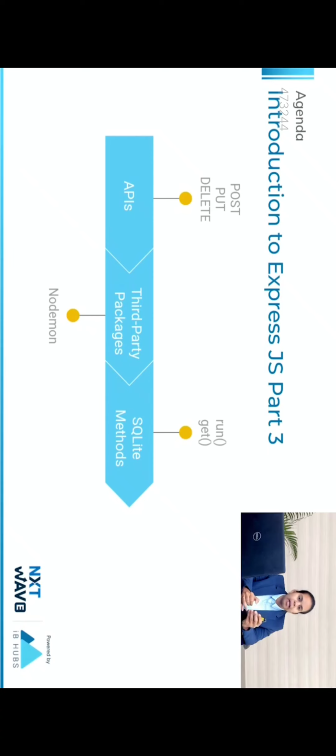Methods, that is run and get. So to set up the code playground for today's session, run this command. It's available below the video. Okay, run this and then the code playground will be set for today's session.